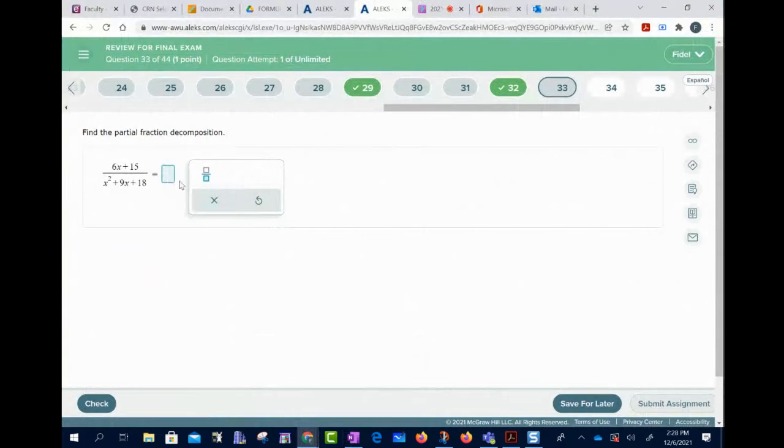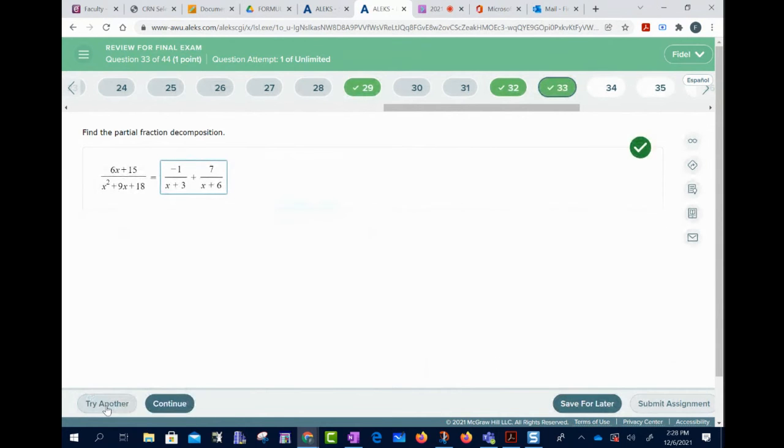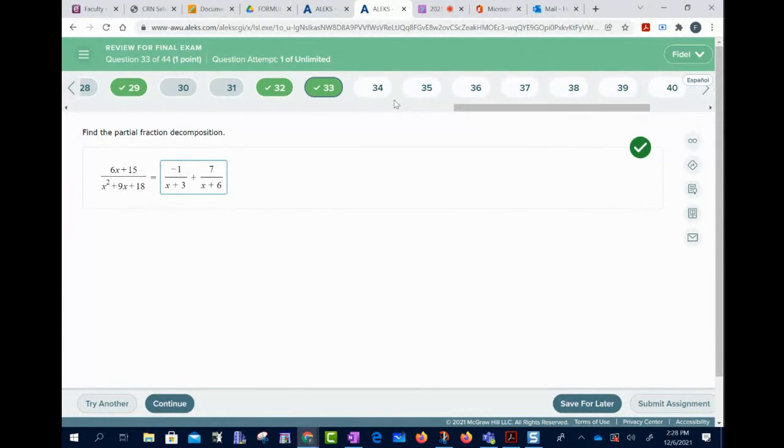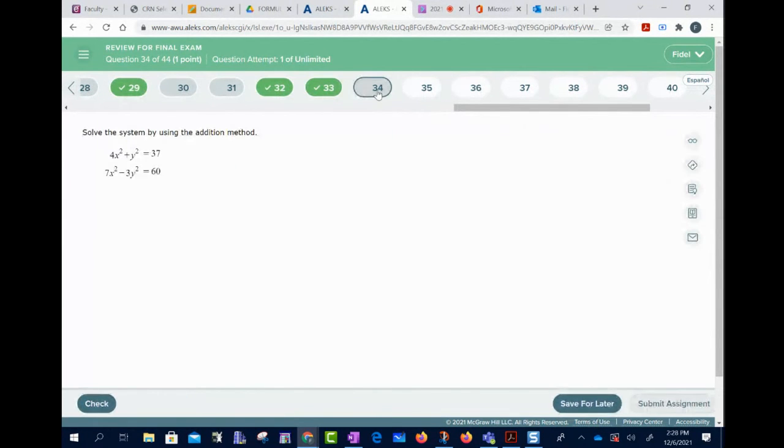Let's check it to make sure that we are doing the right thing. So -1 over x plus 3 plus 7 over x plus 6. You can check it. It should come out right because we actually did the math right now and it gave us the same answer. All right, let's take a look at number 34.